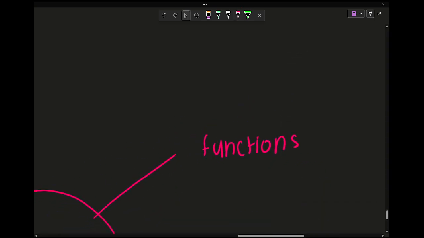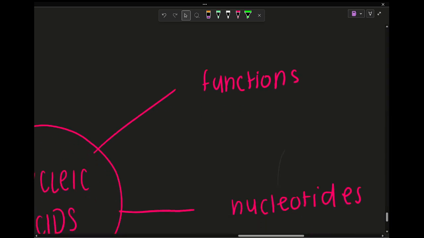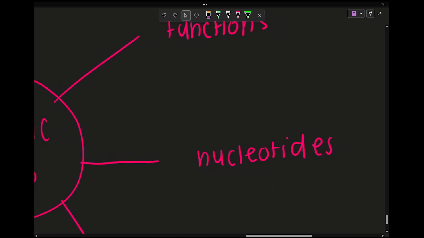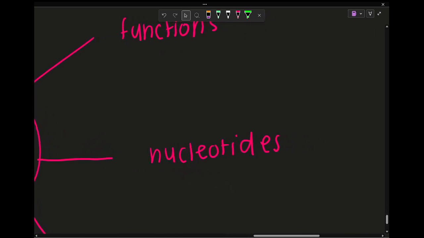Some of their functions include encoding, expressing, and storing genetic information. And we can talk about their monomer units called nucleotides. Nucleotides make nucleic acids. They have a nitrogen base, a 5-carbon sugar, and a phosphate group. We can also say that these are nucleotides, but there are things also known as nucleosides. In this case, those do not have a phosphate group. They are just the sugar and nitrogenous base. Please remember to know the difference between these two.